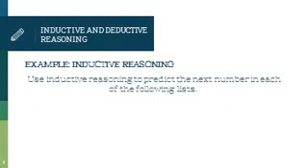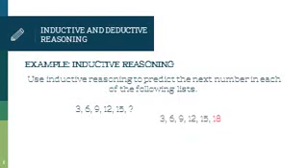Use inductive reasoning to predict the next number in each of the following list. 3, 6, 9, 12, 15. So, of course, the answer will be 18. Kasi nga, titingnan natin yung examples. I-observe natin yung examples na binigay. Find the common difference, and then after that, we can conclude. Same lamang doon sa statement na nauna. Examine the examples and then make a conclusion based on the examples.